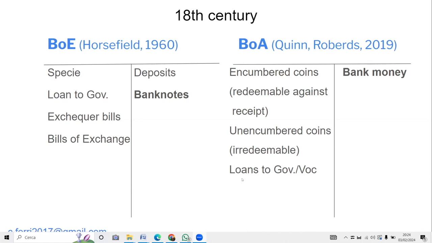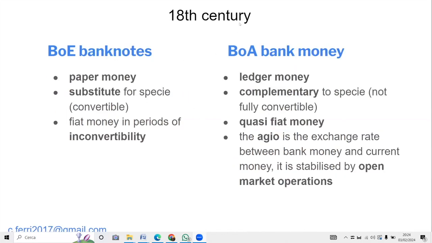Then there are in the assets also the loans to the government, but a small part of loans to the government and to the Dutch East India Company. The difference between banknotes and bank money: banknotes of the Bank of England are paper money, substitute for specie.